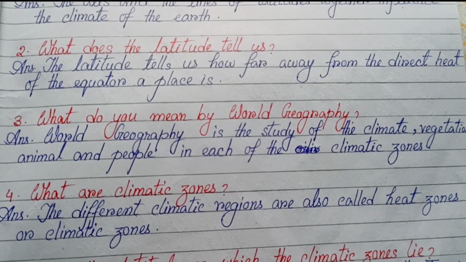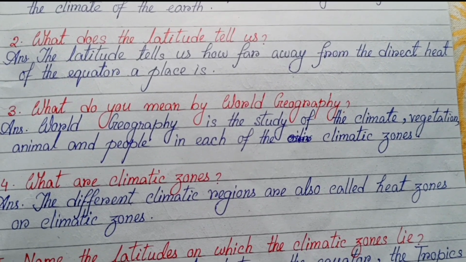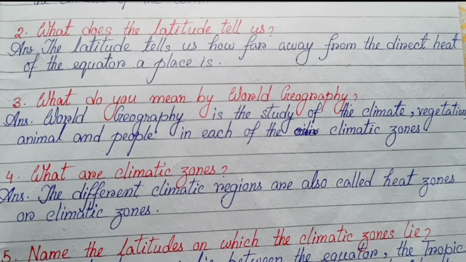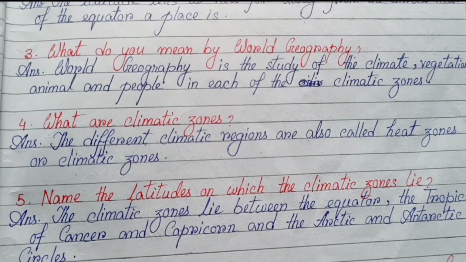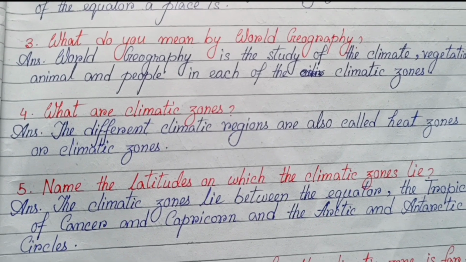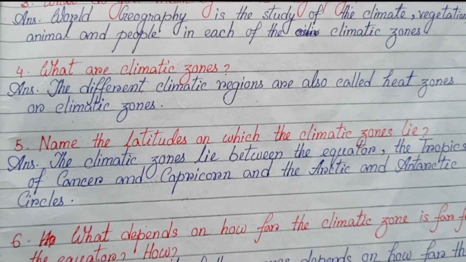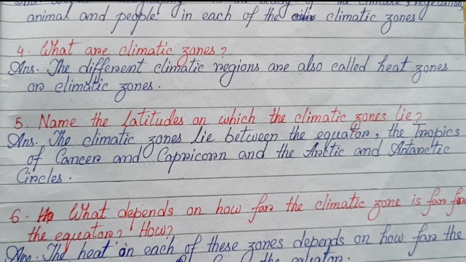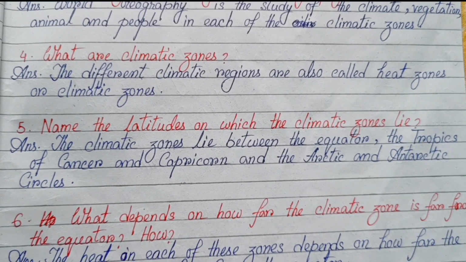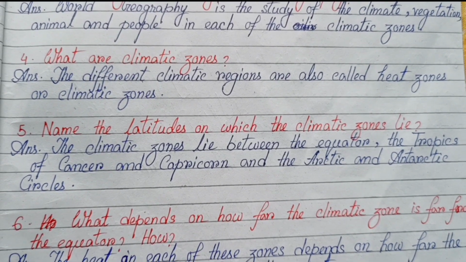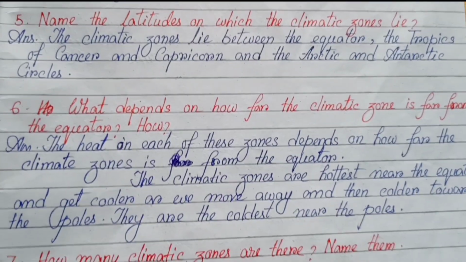Number 3, what do you mean by world geography? World geography is a study of the climate, vegetation, animal and people in each of the climatic zones. Number 4, what are climatic zones? The different climatic regions are also called heat zones or climatic zones. Number 5, name the latitudes on which the climatic zones lie. The climatic zones lie between the equator, the tropics of Cancer and Capricorn, and the Arctic and Antarctic circles.